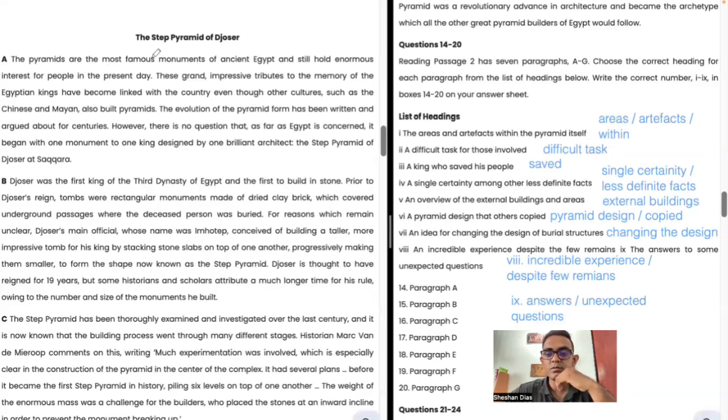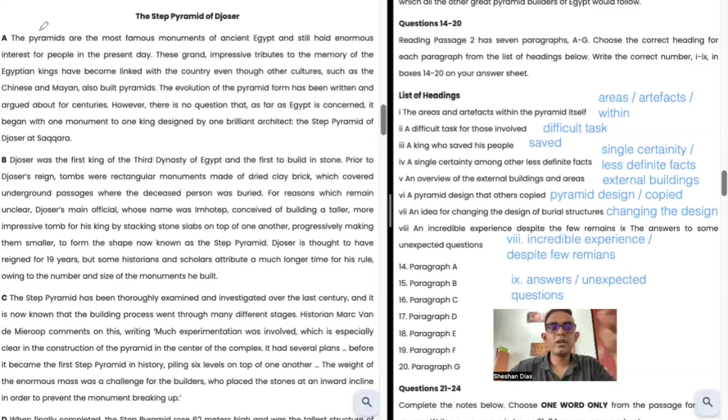Pyramids are the most famous monuments. All right, so when we look at that first line, there aren't any particular keywords that we have written down. So let's read the last line of this paragraph. Where is the last line? Here we are. However, there is no question that as far as Egypt is concerned, it began with one monument to one king designed by one brilliant architect, the step pyramid of Djoser in Saqqara.